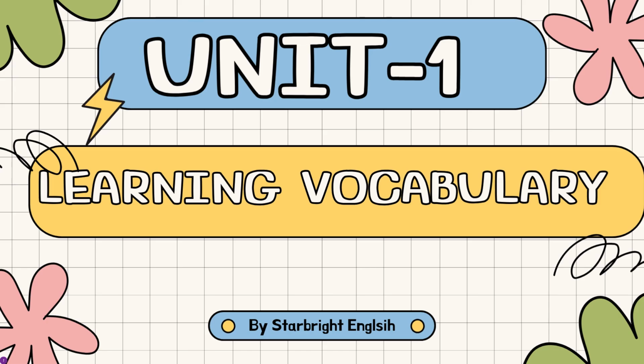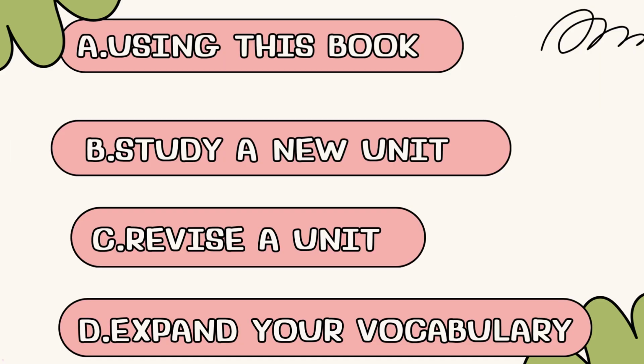Today we will start with the very first unit of English Vocabulary in Use. The topic is learning vocabulary. As you can see here, there are 4 different subtopics in total: A, B, C, D. So we will start with the very first part, A, how to use the book.